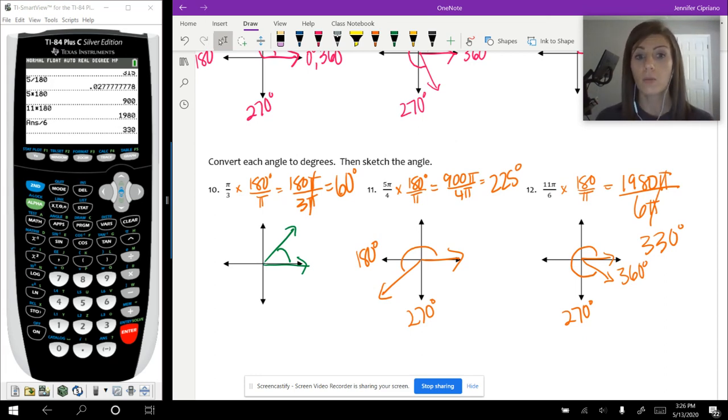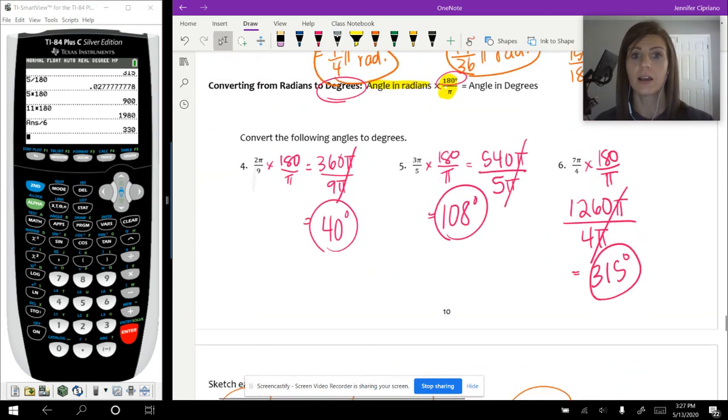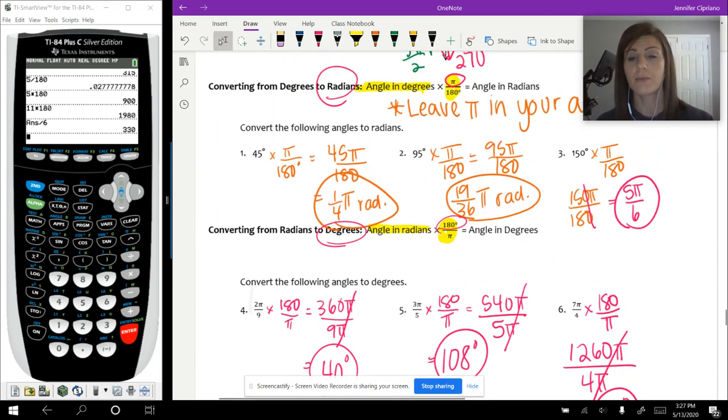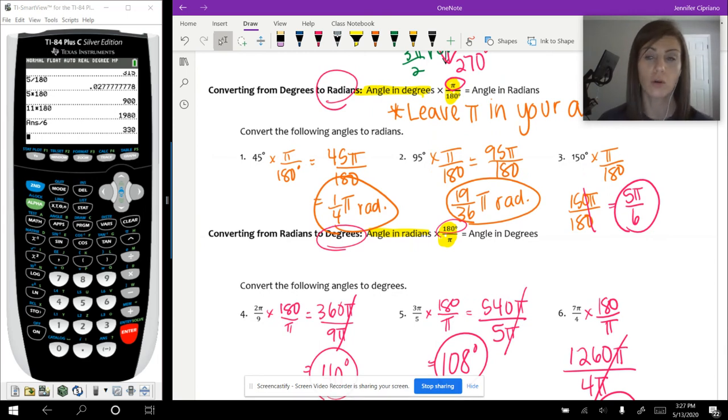And remember that when you're converting to radians or when you see radian measurements, a lot of times they're going to have the pi in them, and the purpose of that is to just keep it an exact measurement. So when you're doing your conversions to radians, make sure that you're leaving the pi there. Don't type the pi in your calculator. You want to leave that as a part of your answer.